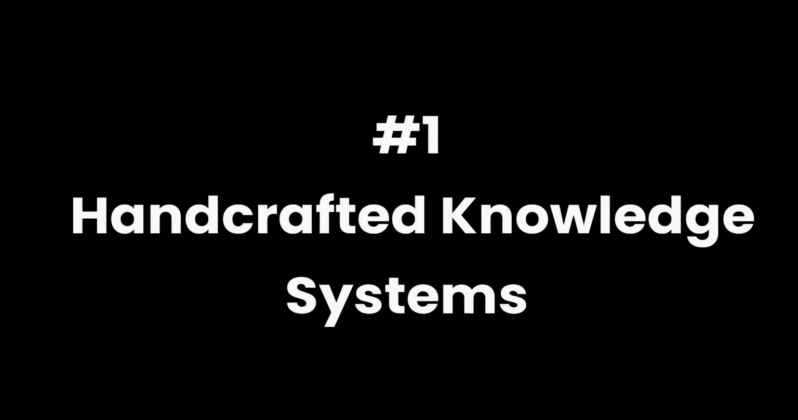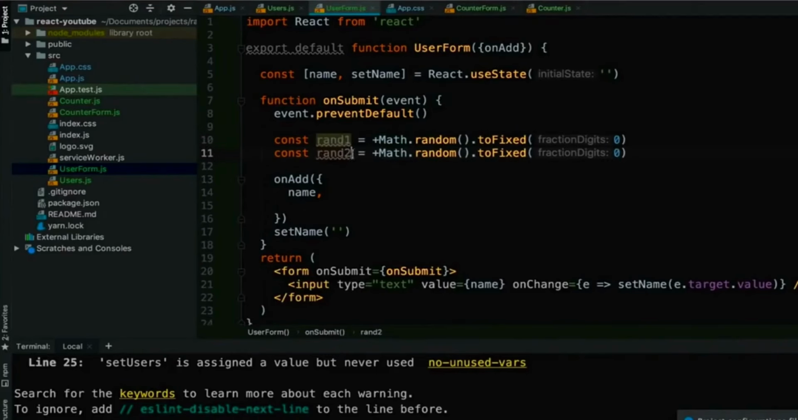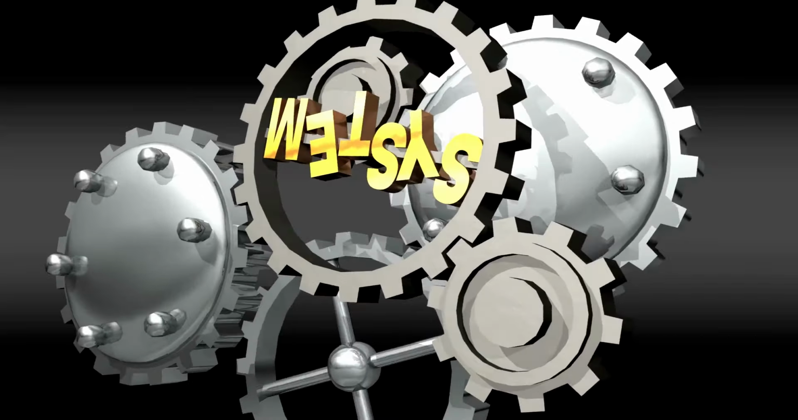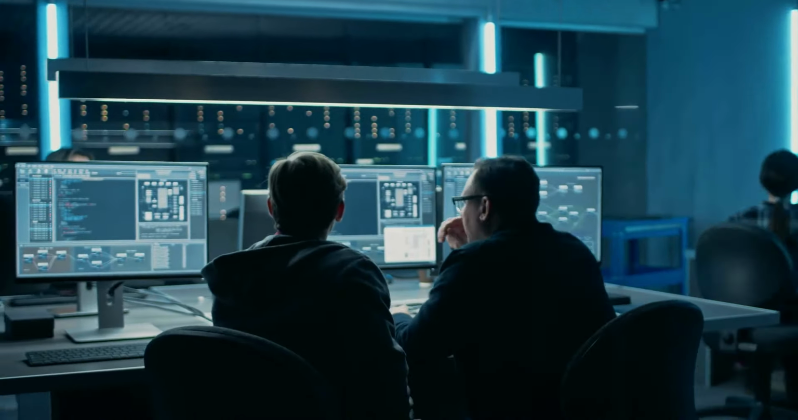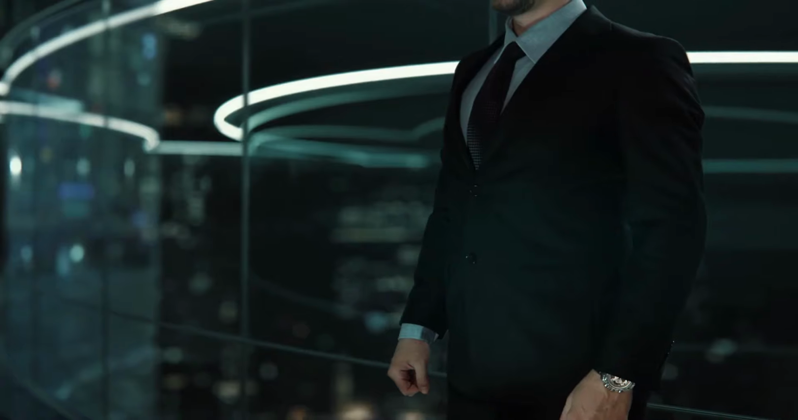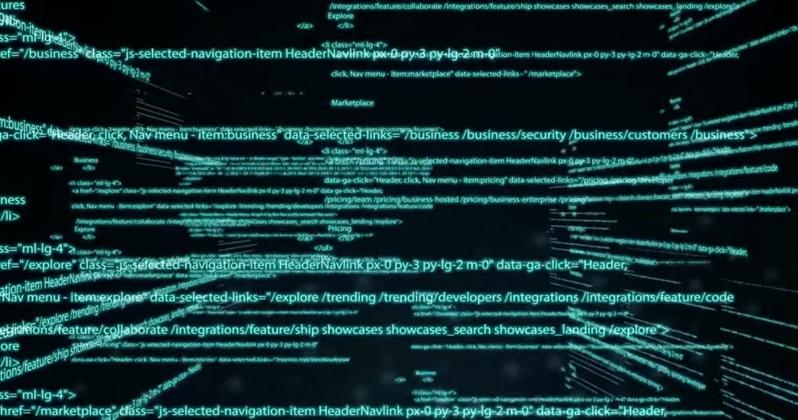1. Handcrafted knowledge systems. In the early days of AI, the primary approach was handcrafted knowledge systems. These systems, often termed expert systems, were designed to emulate human decision-making. They operated based on a predefined set of rules and logic, manually programmed into the system.